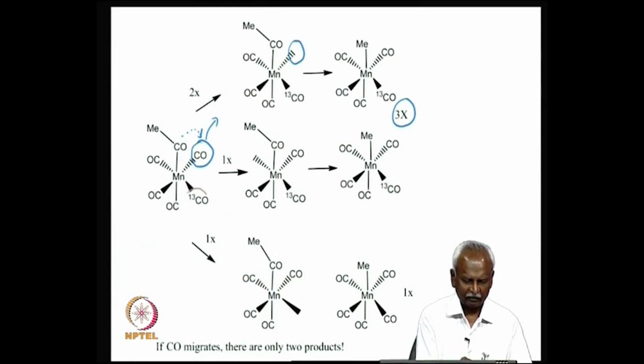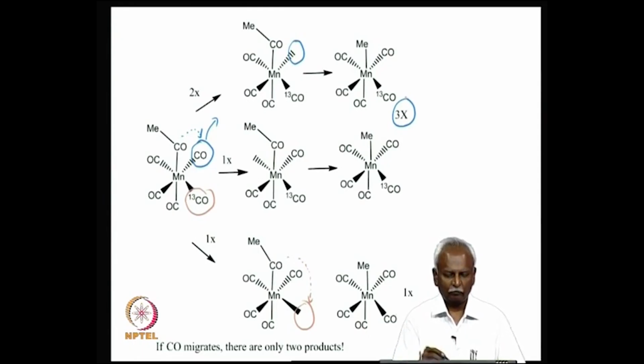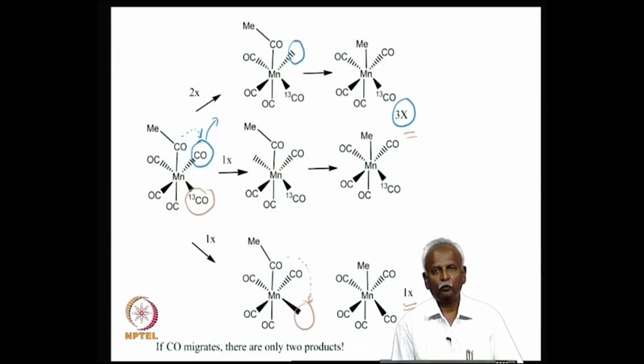If this carbon monoxide leaves, you would end up with a vacancy in the cis position also, but if CO migrates, then it is this CO that is migrating, and then you would end up with this product. So, the possibility of the species being formed from one of these carbon monoxides migrating and the labeled carbon monoxide migrating, the ratio would have been 1:3, and there would have been only 2 products.